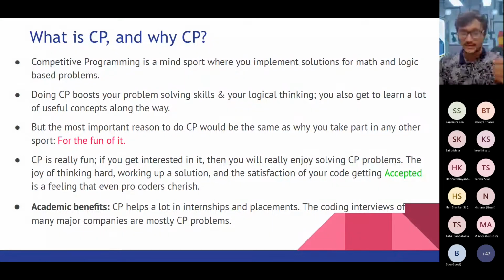But yeah, if you get interested in CP and you do a lot of CP, there's a lot of benefits which you will get. It will boost your problem solving skills and logical thinking. It will give you a lot of self confidence in problem solving. You can enjoy it and do it as a fun activity, just like you would play some other sport. And that fun of getting that accepted is what makes you crave more and more problems.